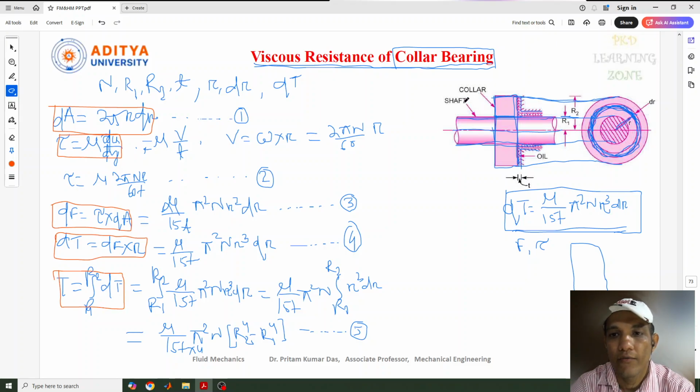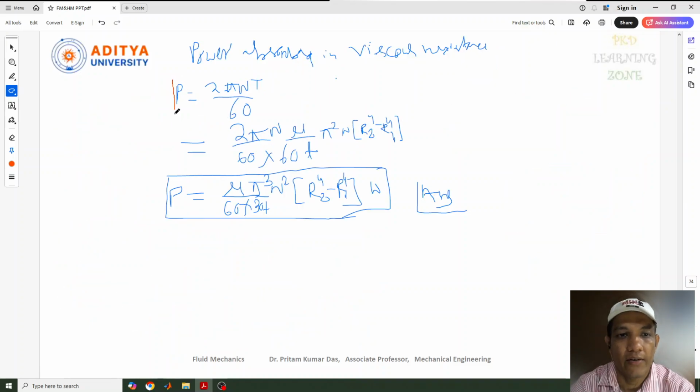Okay, previously for the footstep bearing, if you remember, this diagram was there. So for this case we have only taken from 0 to r1, this r radius. So here the concept we need to consider for the collar part is, now internal radius how much, this one is the outer part of this shaft, and the outer part of the collar you can say. So both are same, we have taken that one, that is the only difference. And finally the power required or power absorbed in the viscous resistance.